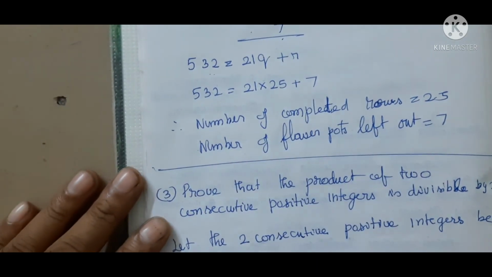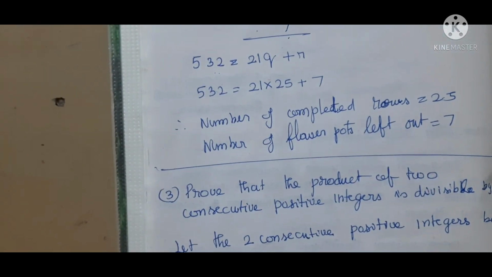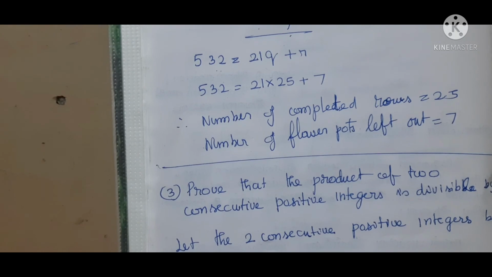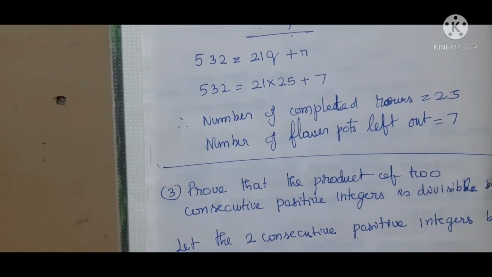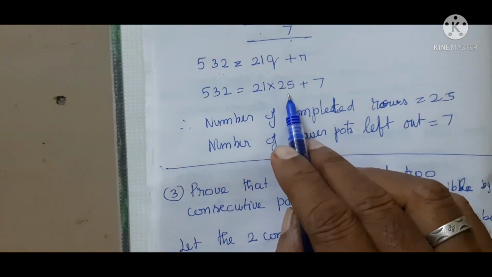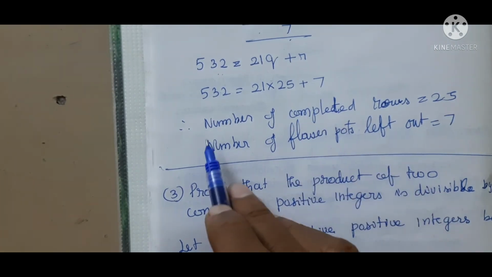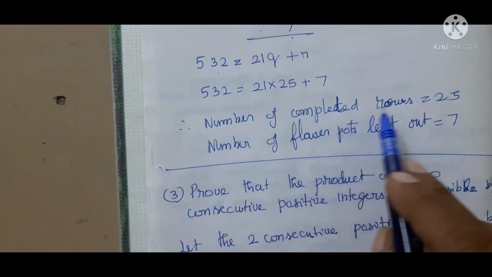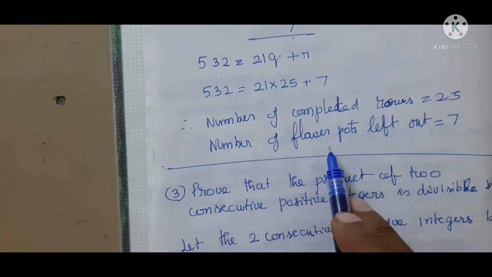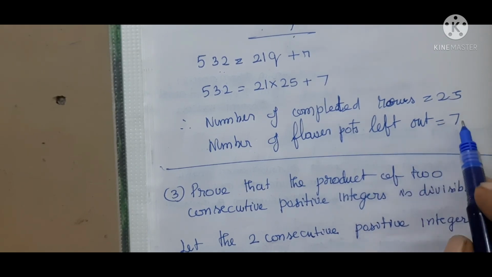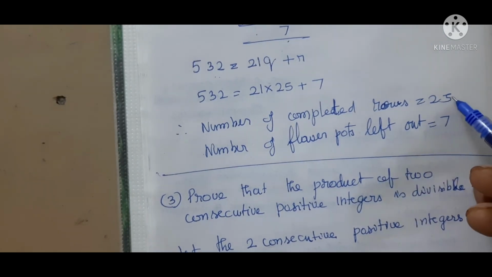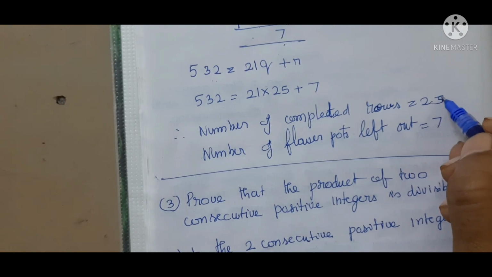532 is equal to 21q plus r. 532 is equal to 21 into 25 plus 7. Therefore, the number of completed rows is 25. The number of flower plots left over is 7. Here the quotient is 25 and the remainder is 7.